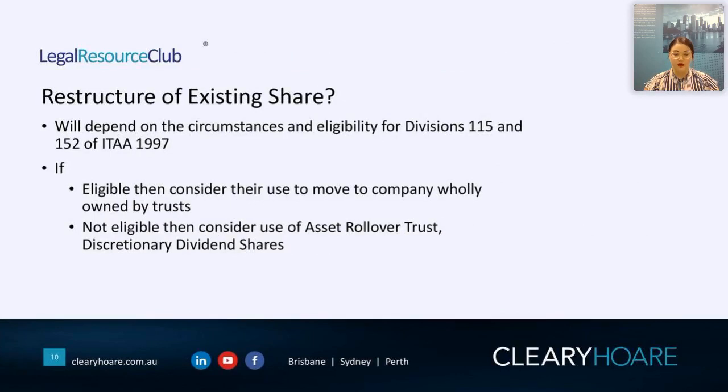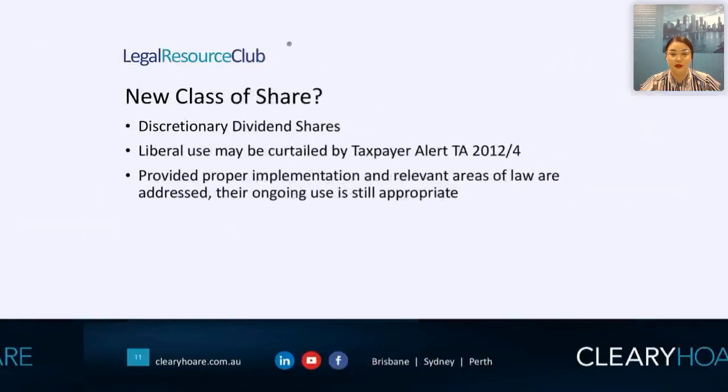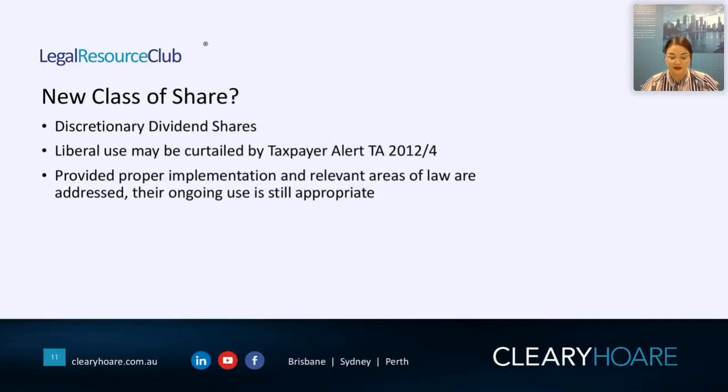So if we look at restructuring the shares in the event that it's an individual, we can look at trying to use the small business concessions to minimize any gain on that sale, but that's not always available. Or we can look at using a rollover to try and get the shares out of that company. So the alternative to doing that is issuing a new class of share. Now, what we refer to in these cases is the use of dividend access shares or discretionary dividend shares.